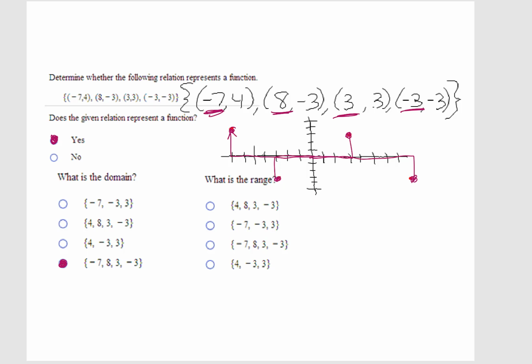Okay, now they want a list of what the range is, right? And again, we're going to give this as an exhaustive list because we only have 4 ordered pairs. So it's quite simple to just list all 4 of them, right? We have 4, -3, 3, and -3 again. Now -3 repeats itself, so we only need to mention it once, right? So we have 4, -3, and 3, which would be the last choice.